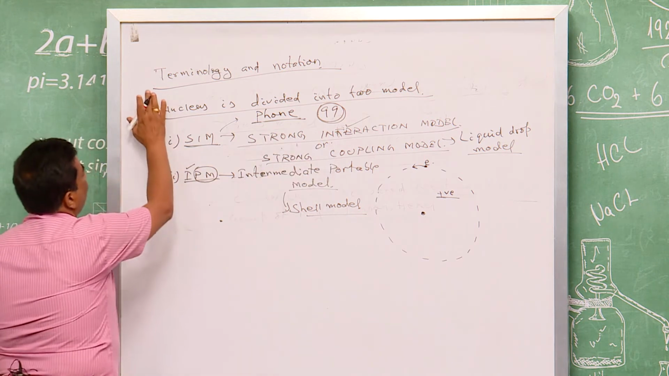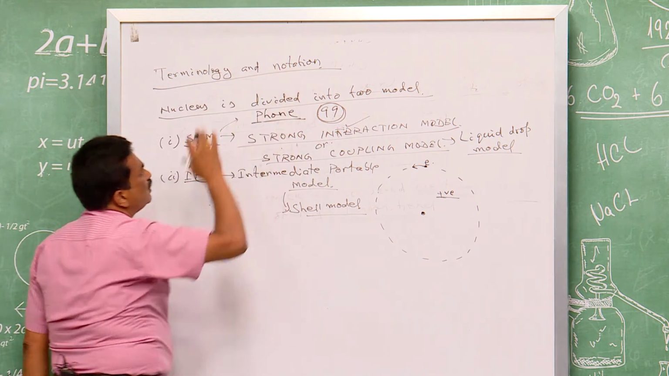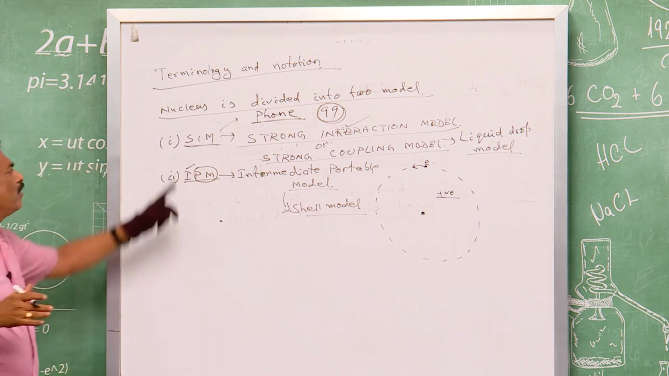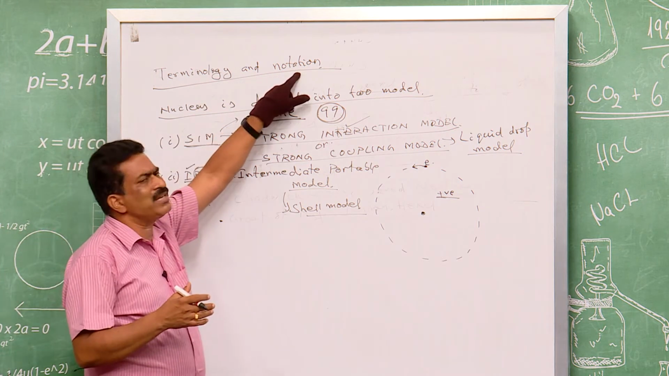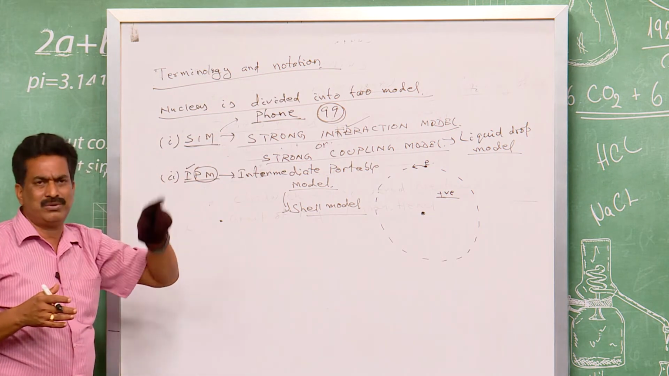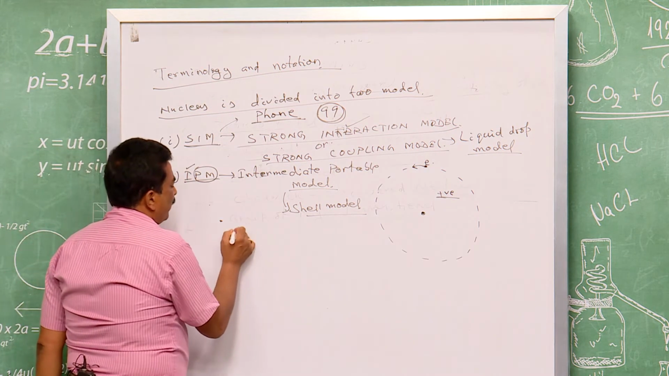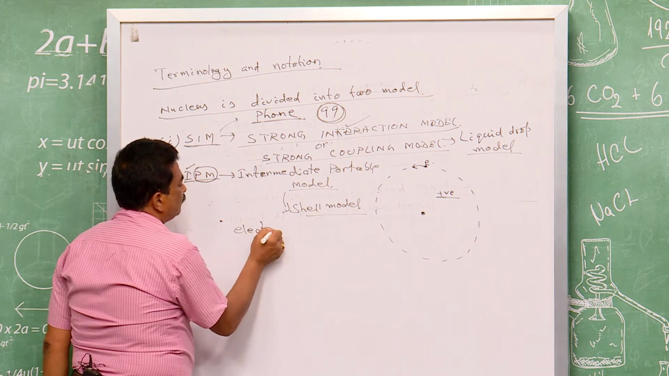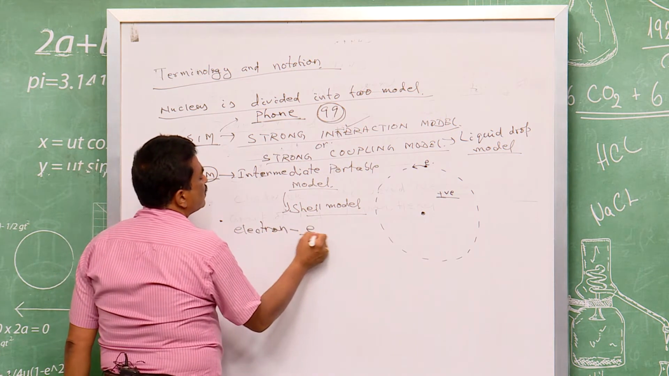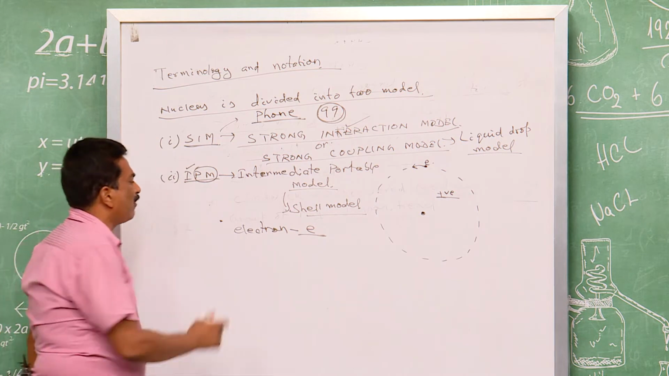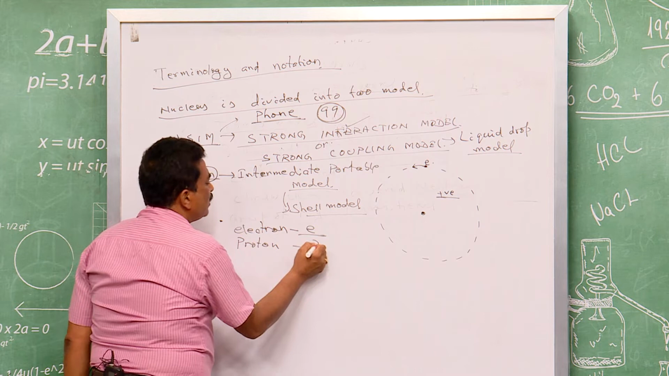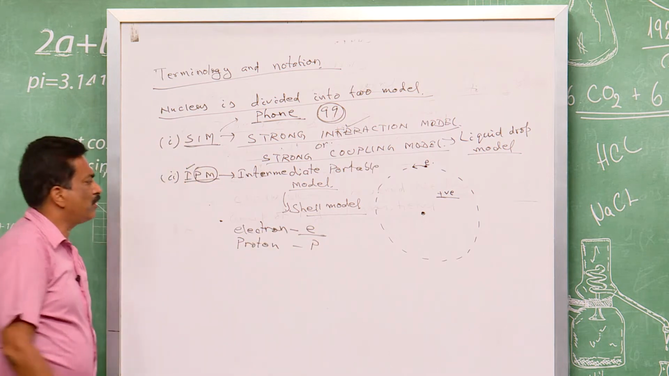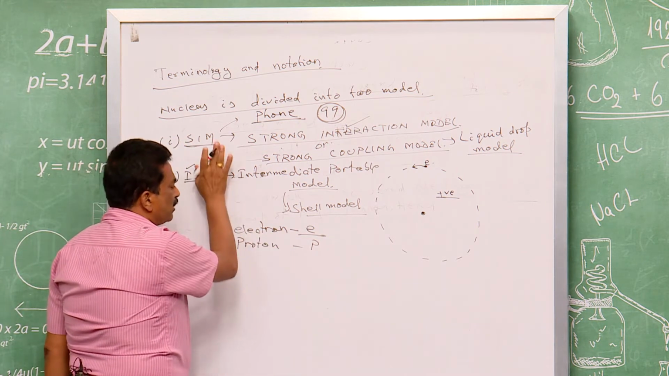Next we will find what the terminology and the notation are. The terminology means the terms which are associated with it, and the notation means the symbols which we are using. Like for the electron we are using the symbol E, and for the proton we are using the symbol P. Likewise we will discuss the other particles.